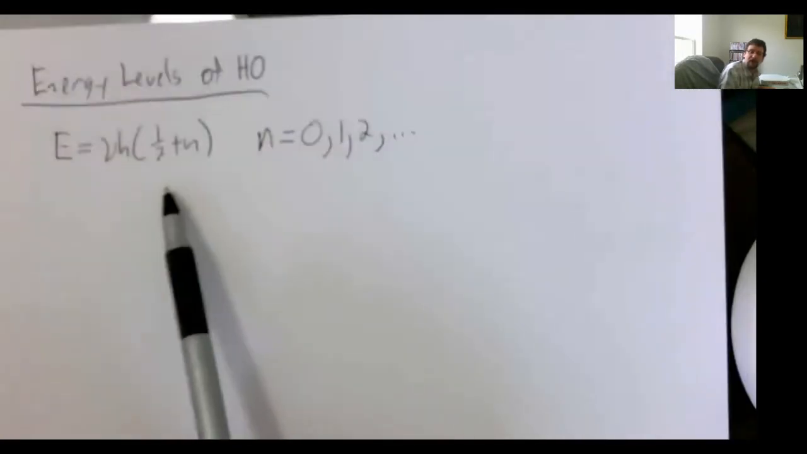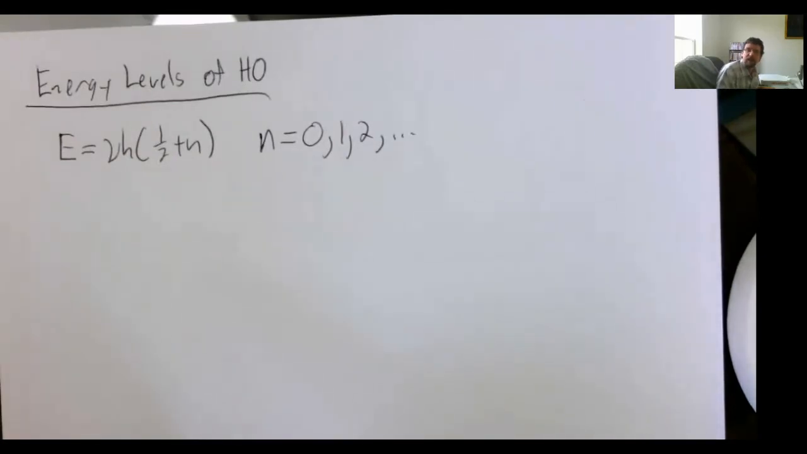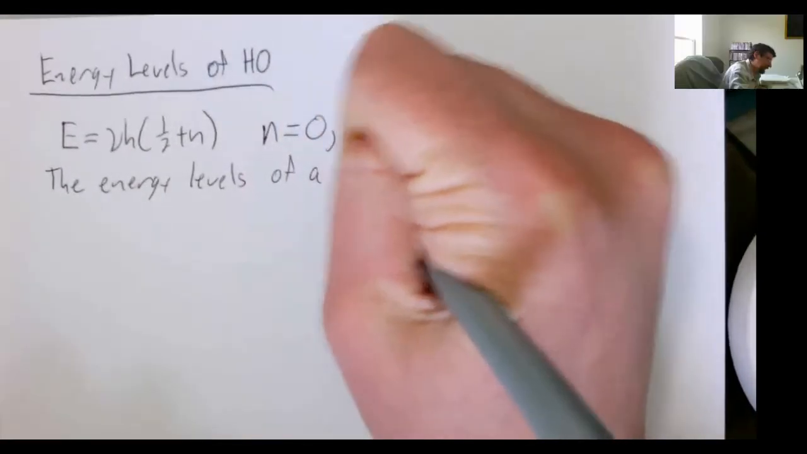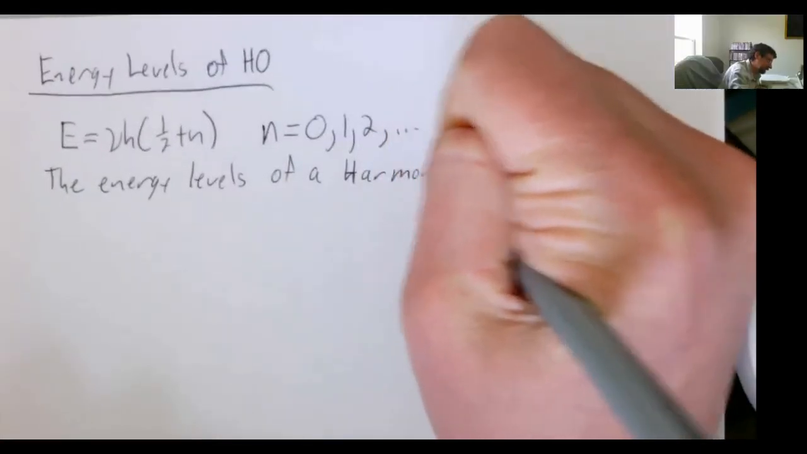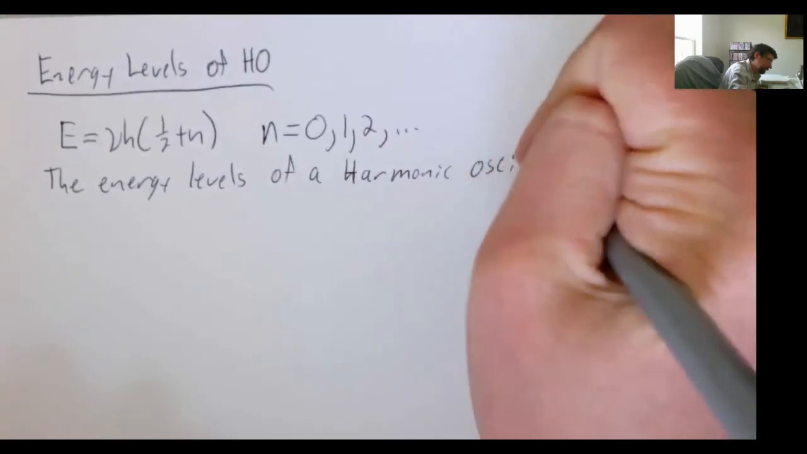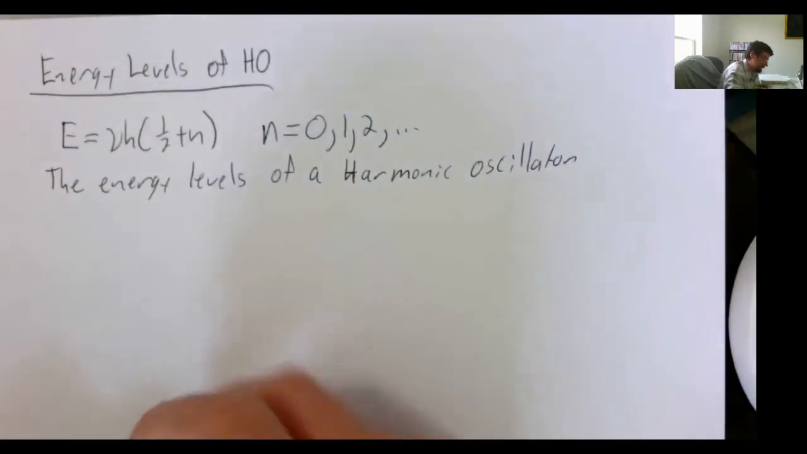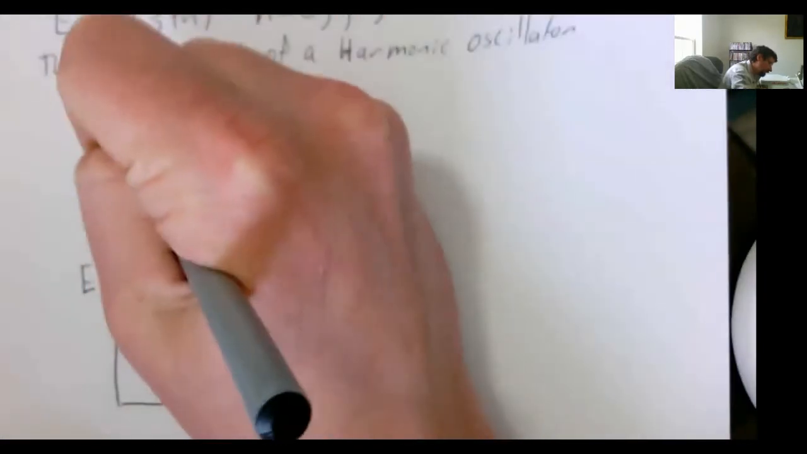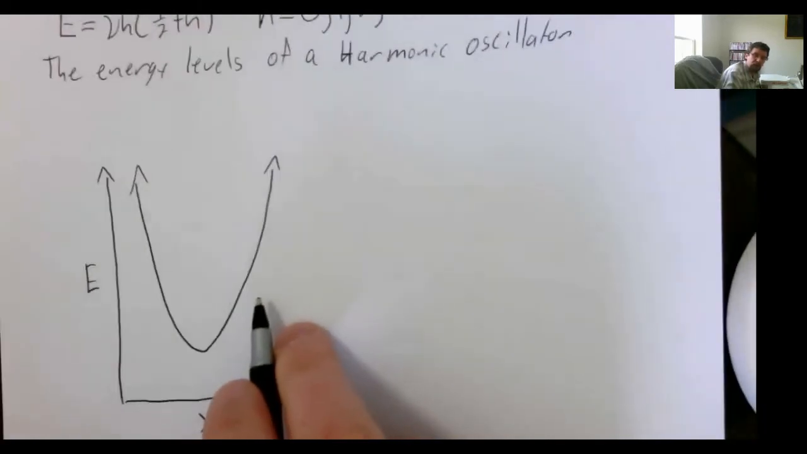So what does this mean about the energy levels of the harmonic oscillator? Like, how are they spaced? Energy levels of a harmonic oscillator, which we'll finish the statement in a second. Let's try to draw it out. Fx, E, and these are vibrational energy levels.